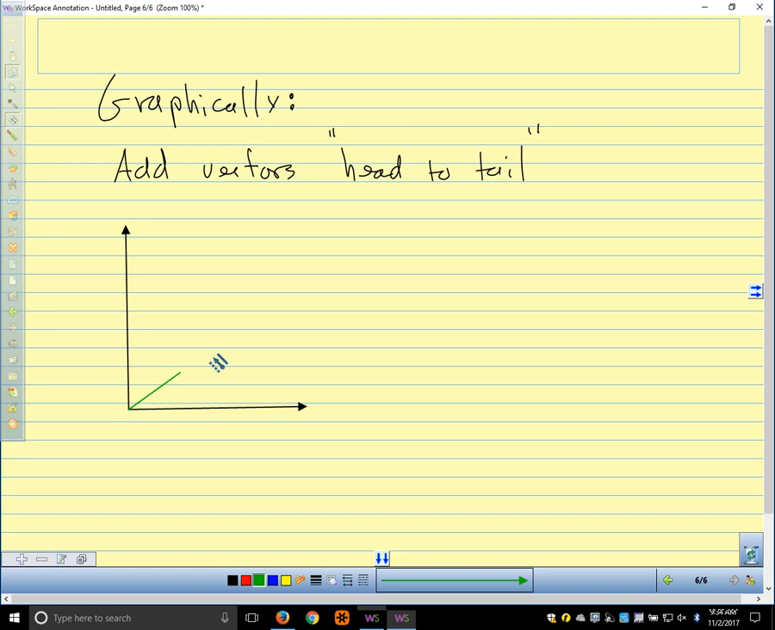If this is vector u, and we want to add vector v, we put vector v, so this is the head of the vector, this is the tail, we would put vector v there. And then we would connect, make this one red, we would connect them like that. And that vector that we made there would be u plus v.